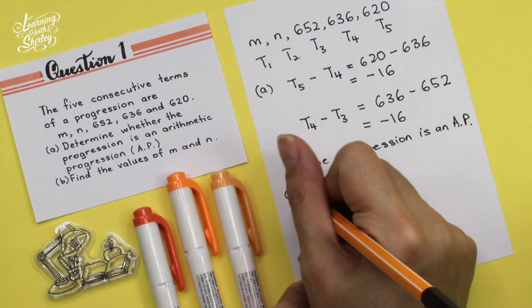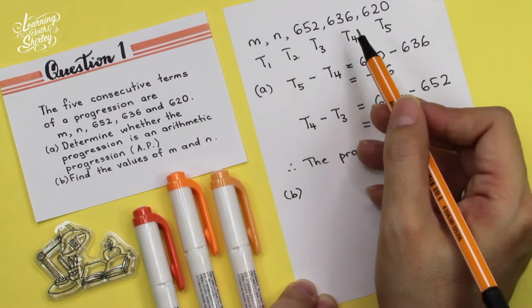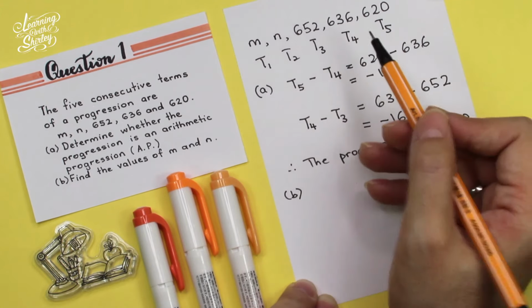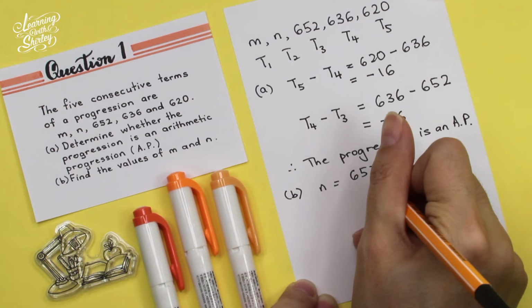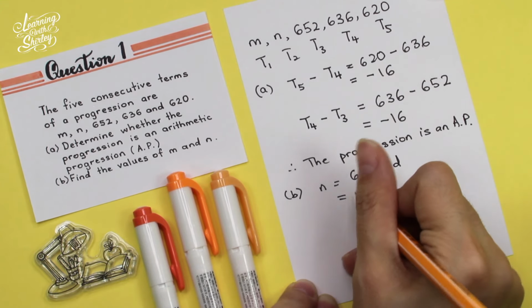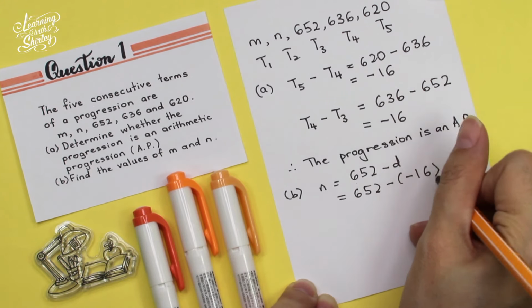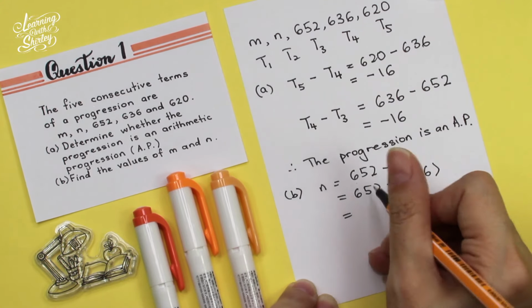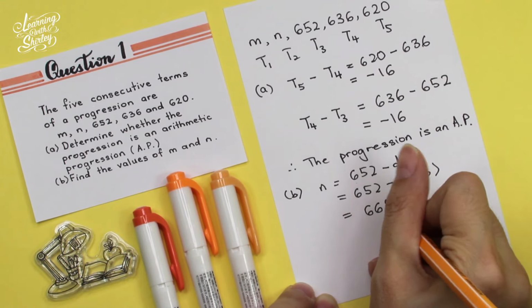To solve B, find the values of m and n. So, to find n, we use 652 minus d. So n equals to 652 minus d. So equals 652 minus negative 16. So 652 plus 16, you'll get 668.